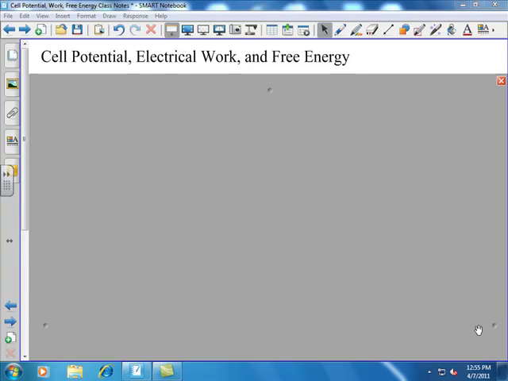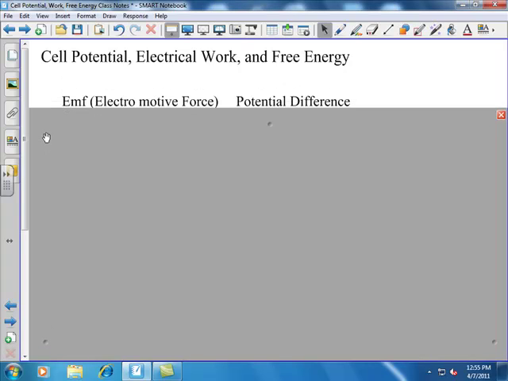And we're going to continue with this whole cell potential thing, but we're going to add to it. So what we're going to talk about is cell potential, which is what we've been working on. And then we're going to add to this electrical work. And then we're going to figure out how free energy fits into all this. And what symbol is free energy? G. So we're going to look at all those things.